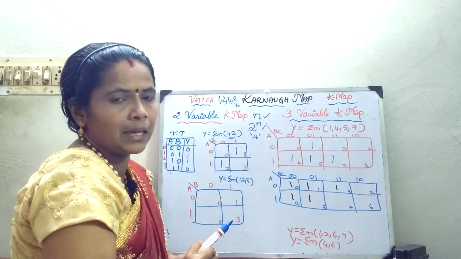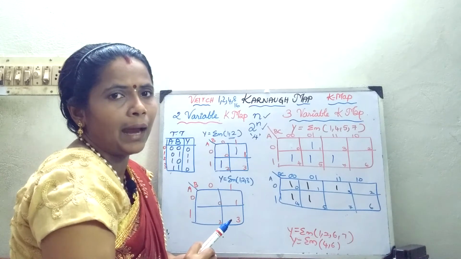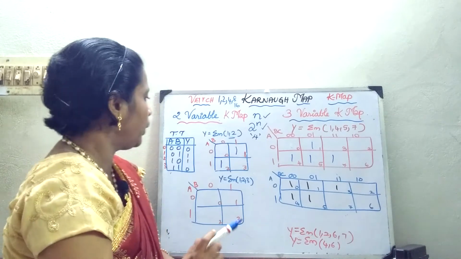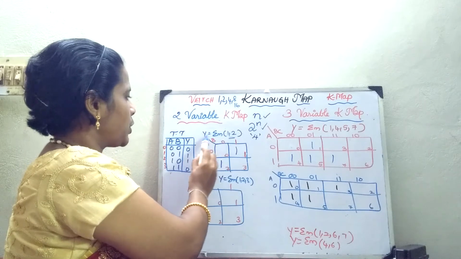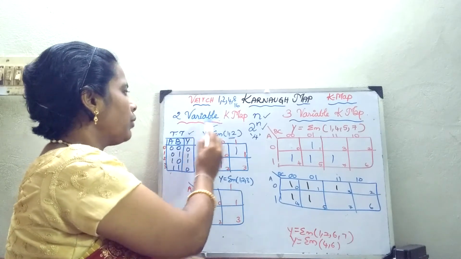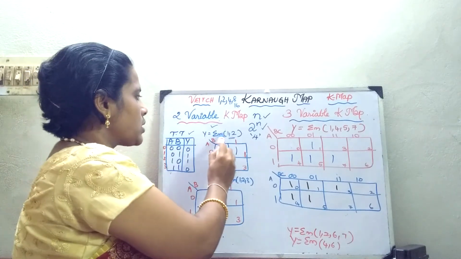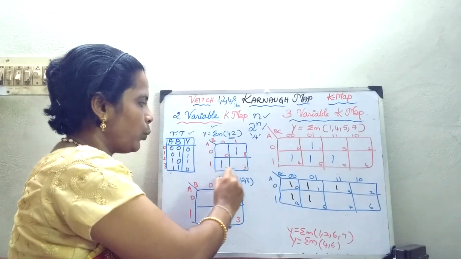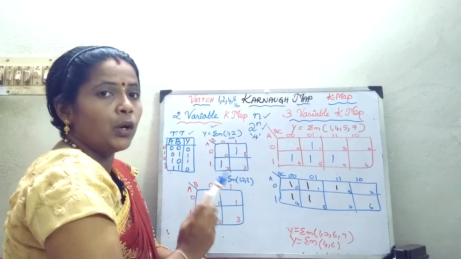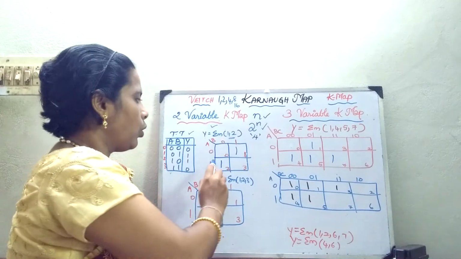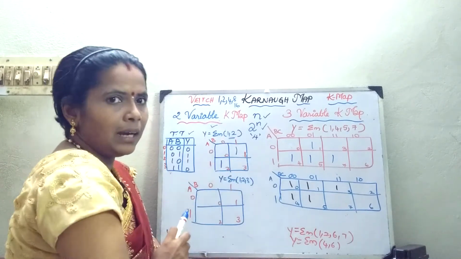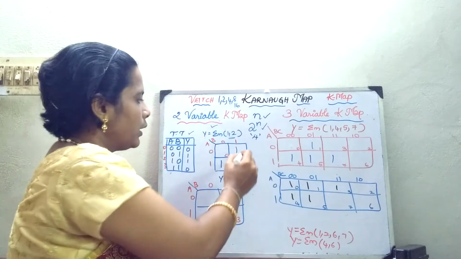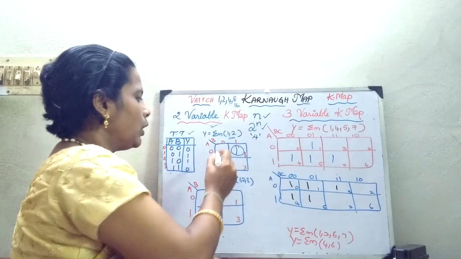Now we will see how to construct a 2 variable and a 3 variable K-map. First is this expression. Either I can do it from the truth table or from the SOP expression. Y is equal to summation 1, 2. First, what is the possibility? A 4 cell grouping is not possible. Is a 2 cell grouping possible? No, because I cannot go in for a diagonal grouping. So the possibility here is only a single cell grouping.